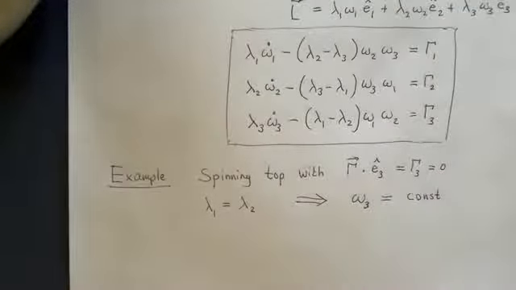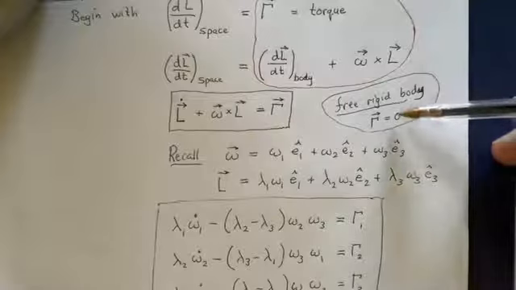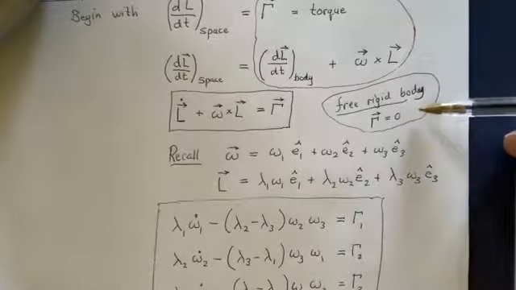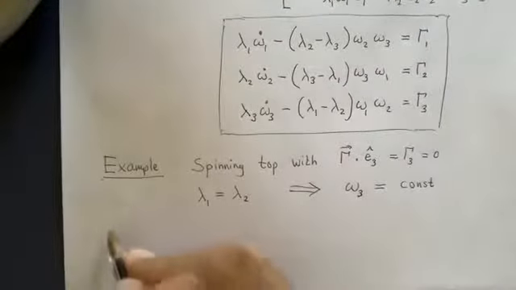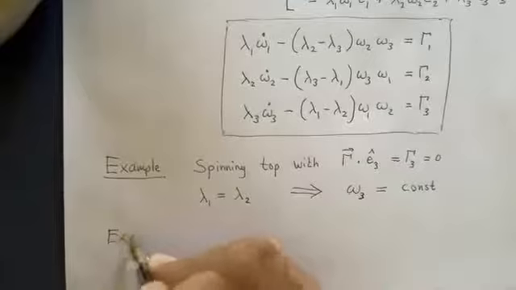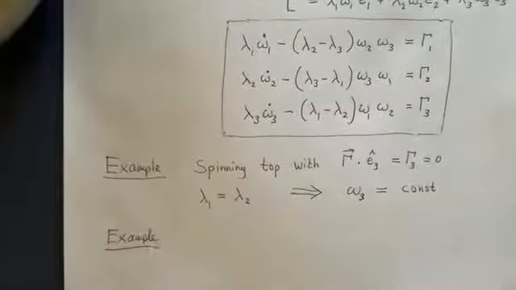Okay, let's again talk about the free rigid body. Remember we talked about the free rigid body here. Gamma 1 is 0, gamma 2 is 0, gamma 3 is 0. They're all 0. Total external torque is 0. Okay, so that'll be our next example here. Let's talk about the free rigid body, 3 distinct eigenvalues.